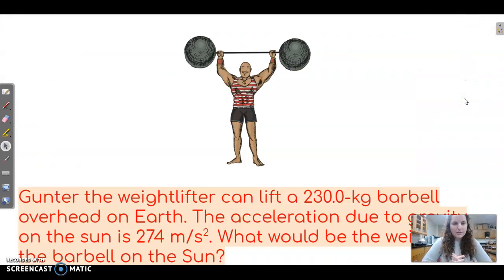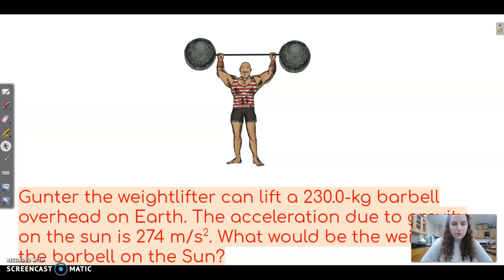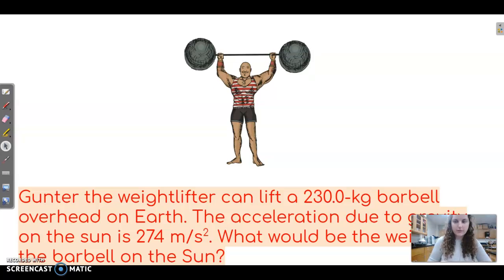So Gunther, the weightlifter, can lift a 230 kilogram barbell overhead on Earth. The acceleration due to gravity on the sun is 274 meters per second squared. What would be the weight of the barbell on the sun? I believe in your worksheet it's asked a little bit differently, but I know that I said prove it, right? When I ask you to prove it, I want to see your data behind it. Prove it to me. How do you know? Okay, so let's look at this problem.